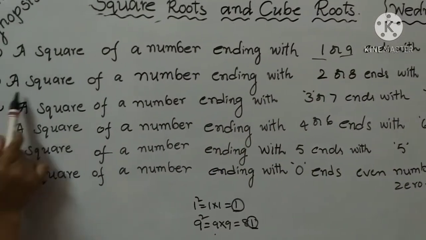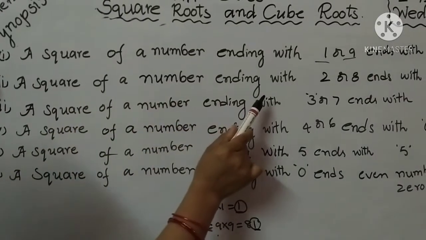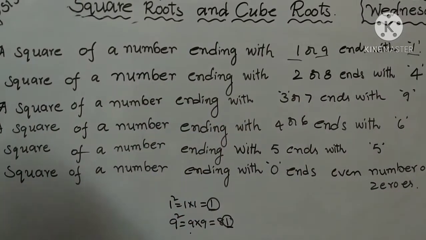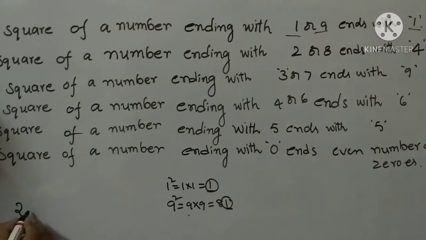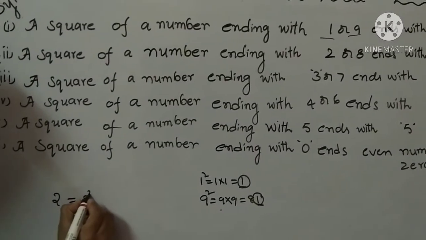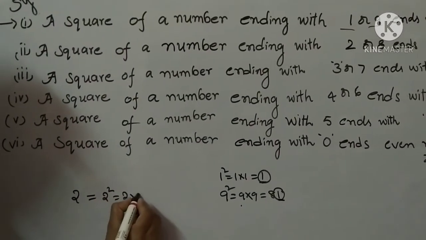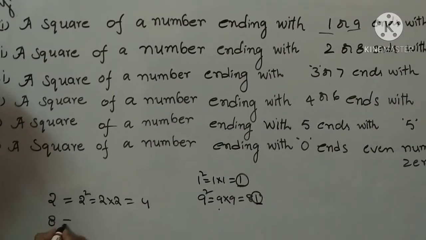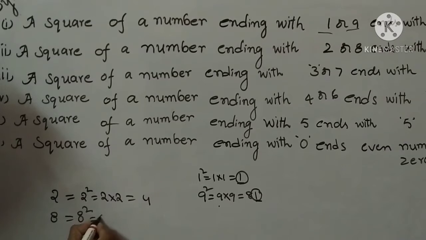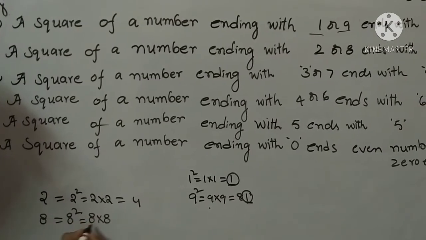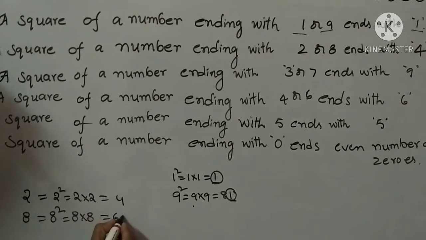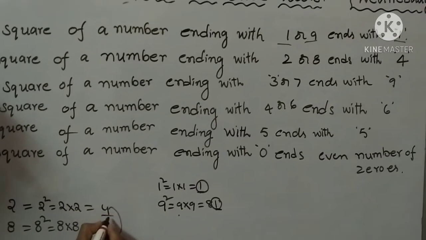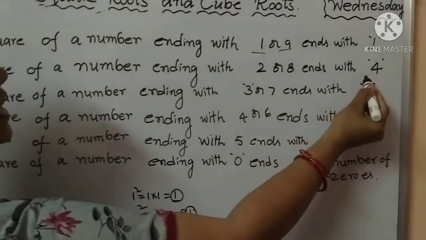Next, a square of a number ending with 2 or 8. Okay, 2 square means 2 into 2, 2 2s are 4. Next one, 8 square. 8 square means 8 into 8, 8 8s are 64. Ending with which number? 4. So here given that 4.